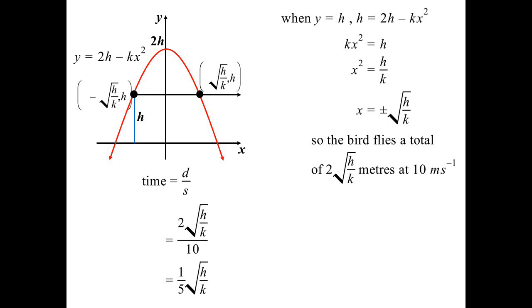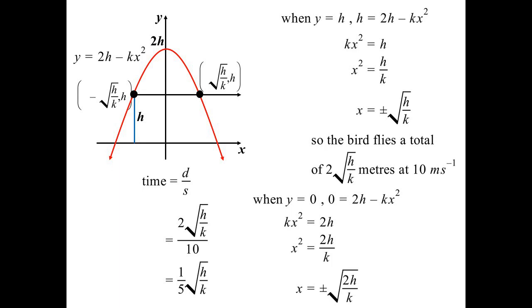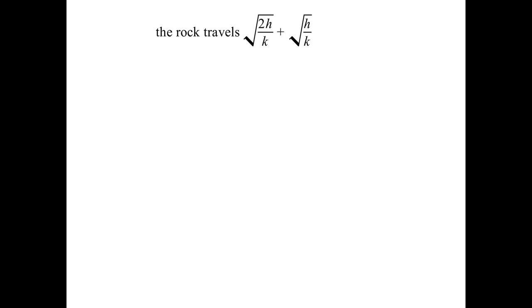Now, when y equals 0, 0 equals 2h minus kx squared, the way I've set mine up. So therefore, x squared equals 2h on k, so x is plus or minus the square root of 2h on k. So that point over there is negative root 2h on k, since I've thrown the rock from minus root 2h on k. So the rock has travelled horizontally root 2h on k plus another root h on k that the bird has flown. There we go. So that's how far it has travelled horizontally.